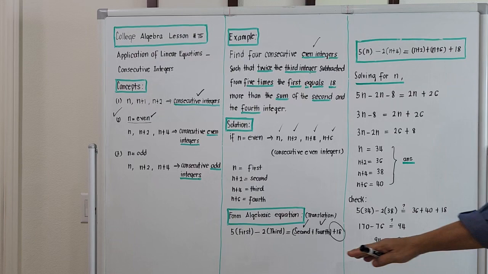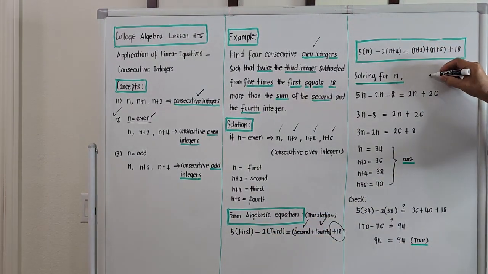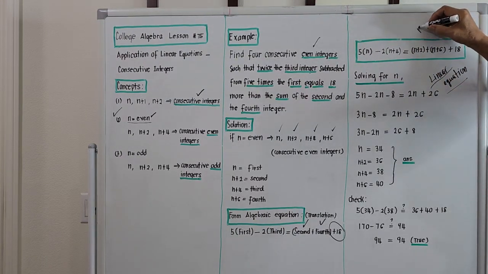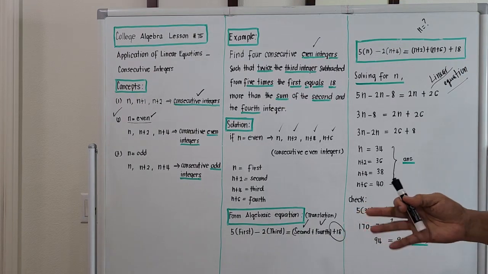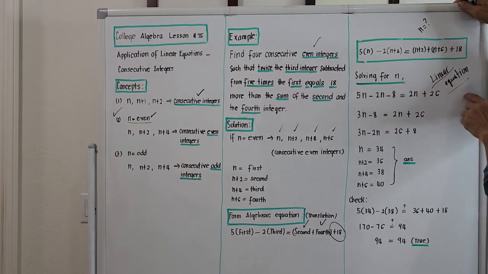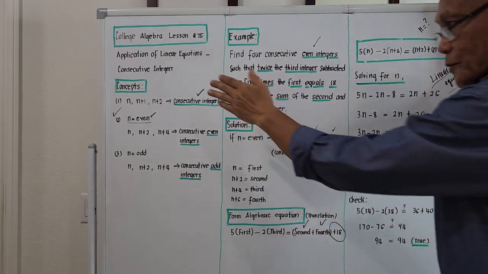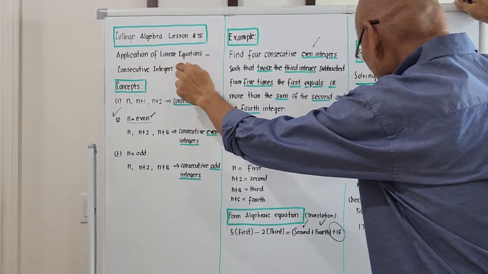So after the substitution of the representation, what comes out is a linear equation involving the unknown n. My representation is just n. You can use x, you can use y, it doesn't matter. So after the substitution, what comes out is a linear equation. That's why our topic for tonight is system of linear equations, and this is on the application problems, consecutive integers.